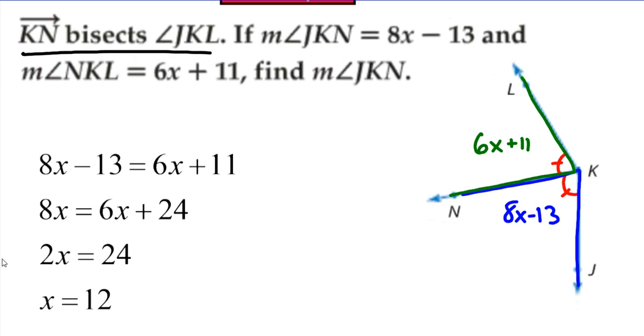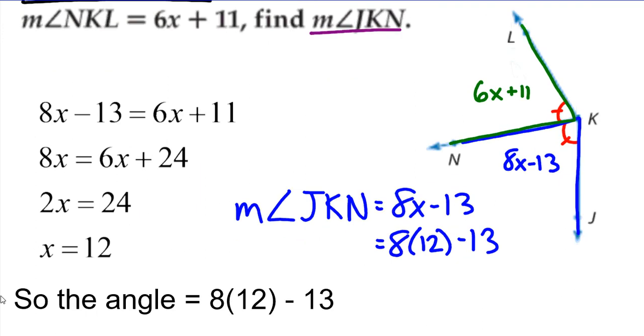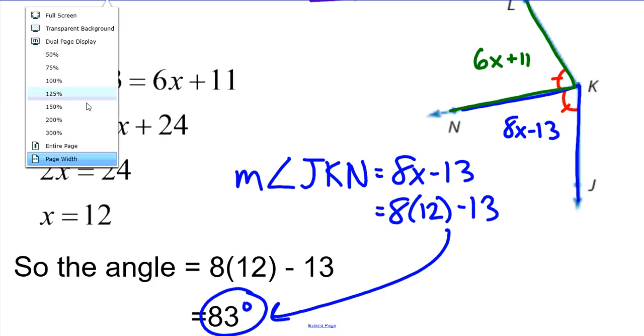But that doesn't answer the question. The question asked me, what is the measurement of JKN? That is this blue angle. You could also find the green one because they're equal, but if it's specifically asking me for JKN, the measure of angle, so M just means measurement, angle symbol, JKN is equal to 8x minus 13, but now I know that x is 12, so I can run it. 8 times 12 minus 13 tells me that JKN, oh, I did it right here, is 83 degrees. If JKN is 83 degrees, then you know that NKL is also 83 degrees. And if it asked you for the whole entire angle, you would do 83 plus 83. But it didn't. It just asked me for JKN.